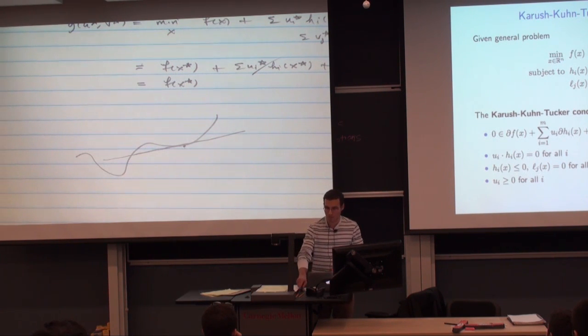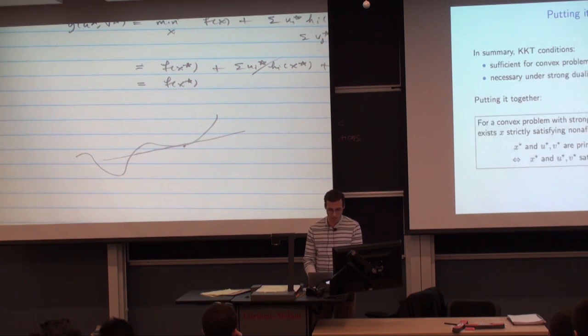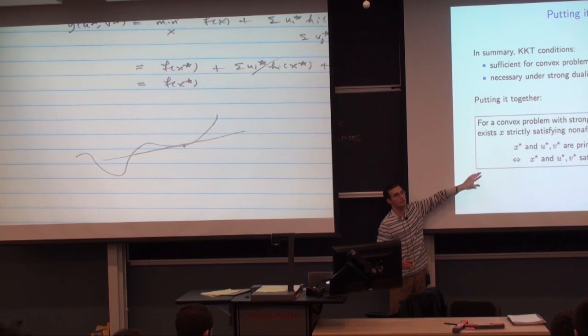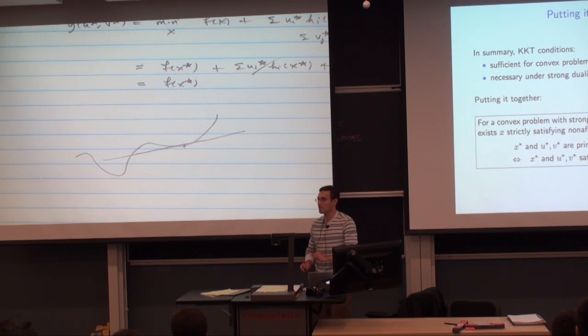Okay, we're playing stump the professor here. I've had a rough time with these KKT conditions, but we've arrived at a nice result, which is that they're necessary and sufficient for optimality.